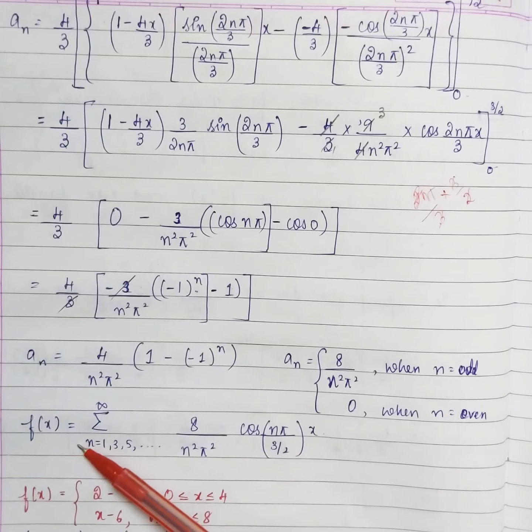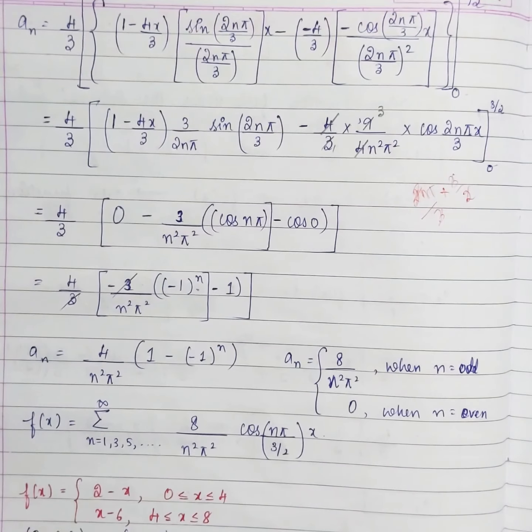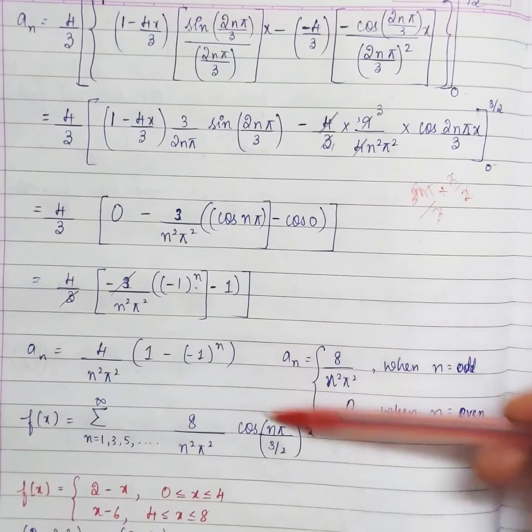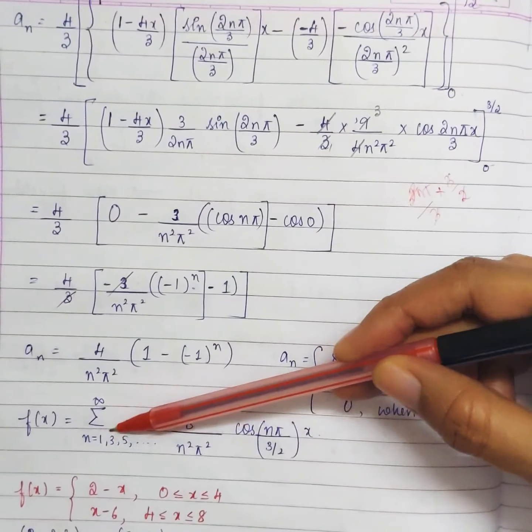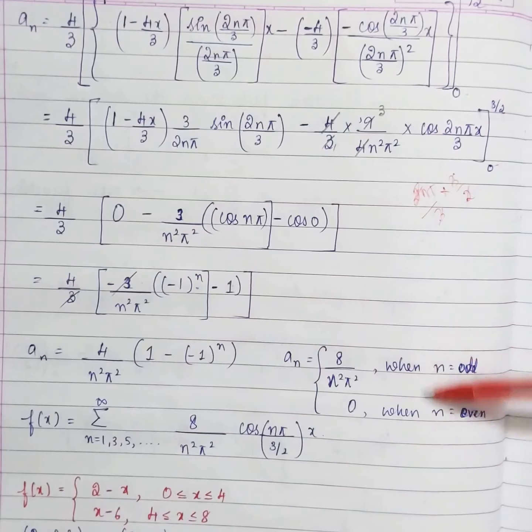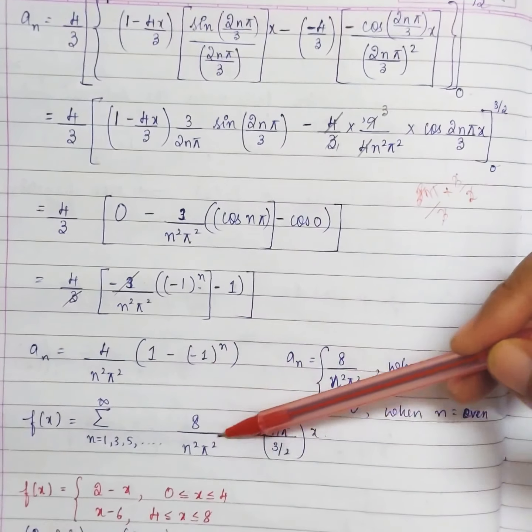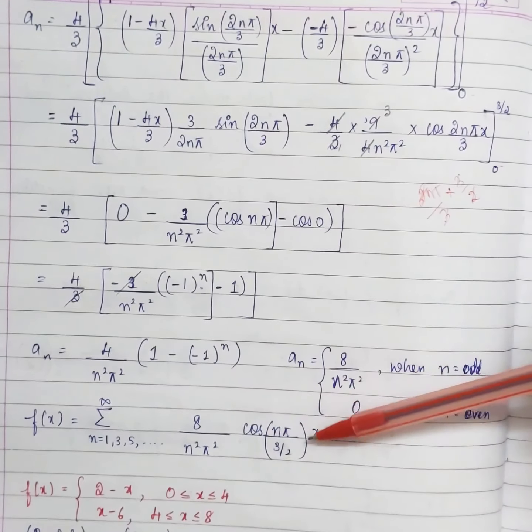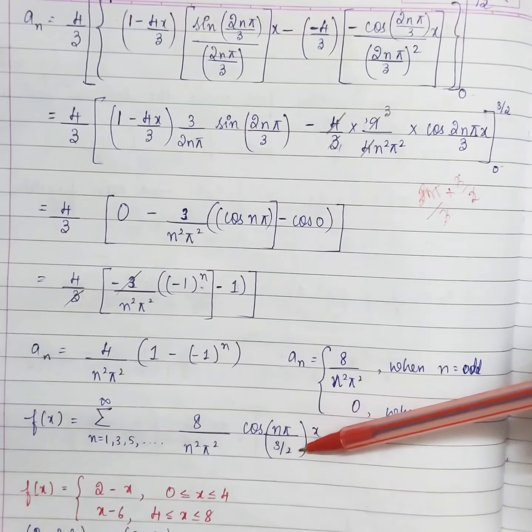So when you are writing the series, if you look at this, a0 by 2, a0 is 0. bn is 0 since the function is even. Only you have an term. Summation n is equal to 1, 3, 5. Even terms are not there because it's becoming 0. 8 by n square pi square cos n pi x by L. L is 3 by 2.